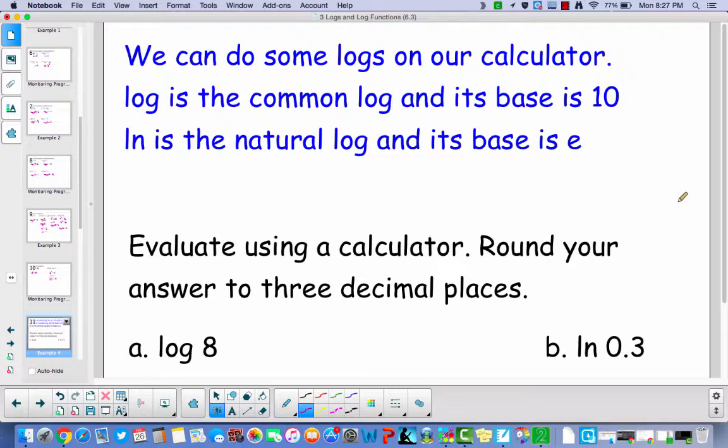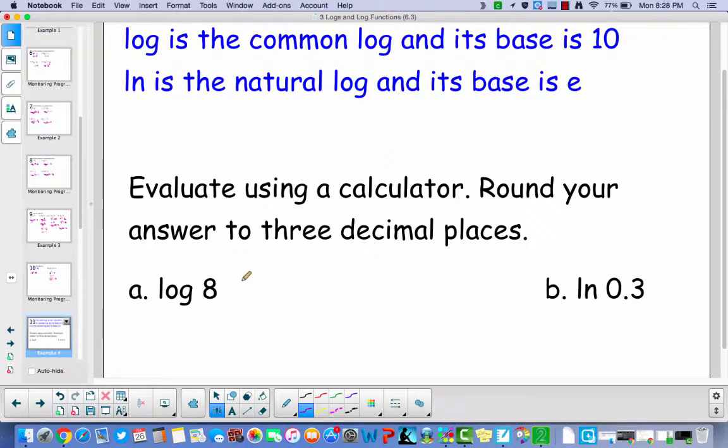Now, our calculator can help us with some things. If you look on the left side of your calculator screen, you will see a LOG and an LN button. The LOG button is the common log. Its base is 10. So if you ever see a log written like this, you know that it has an understood base of 10 right here.